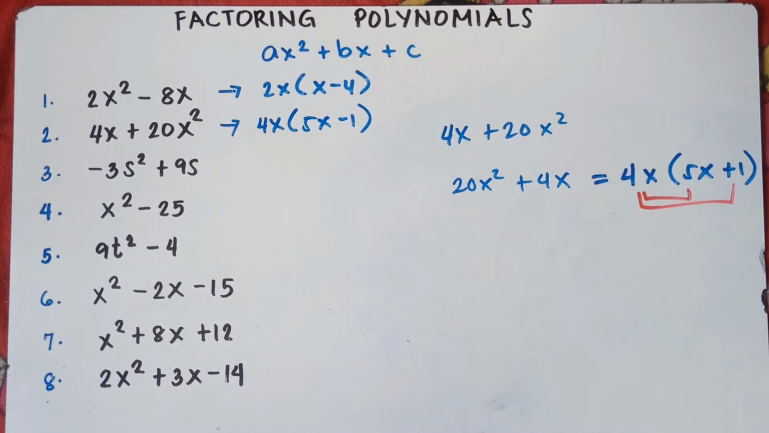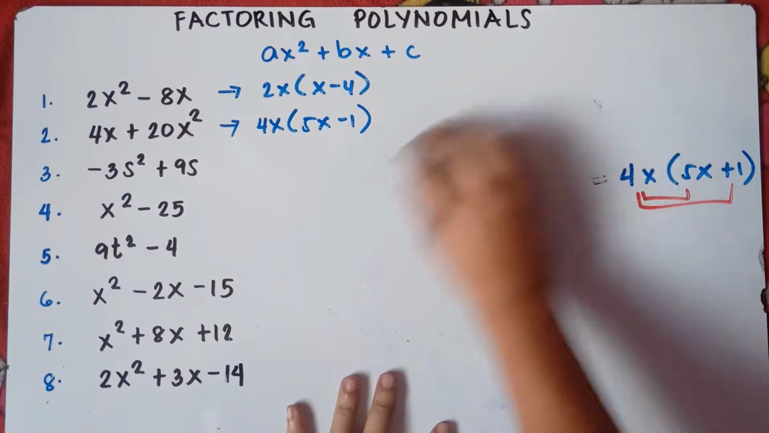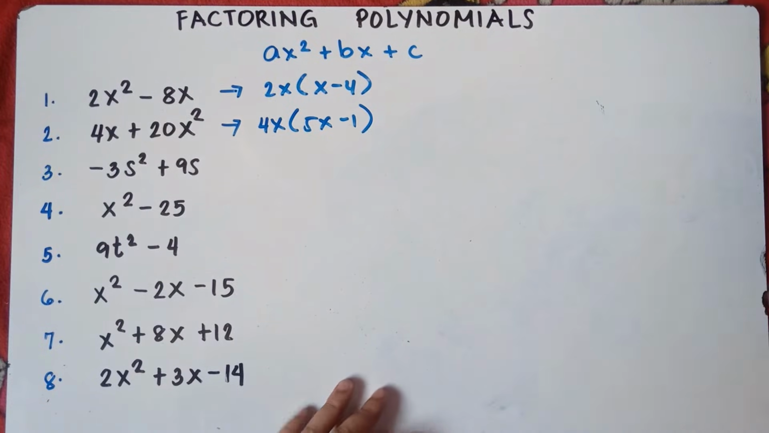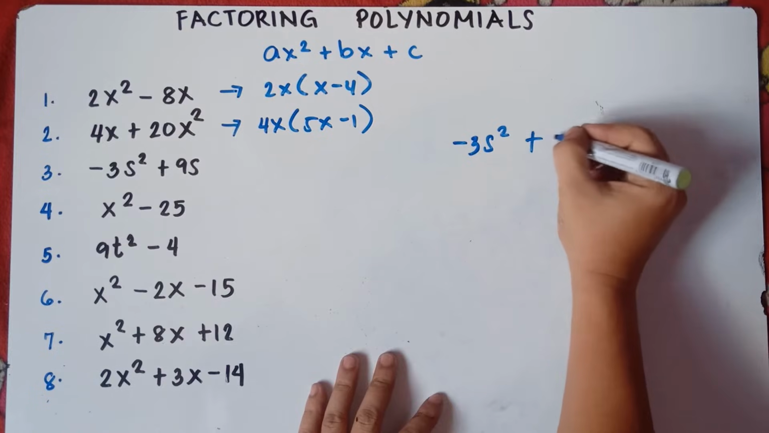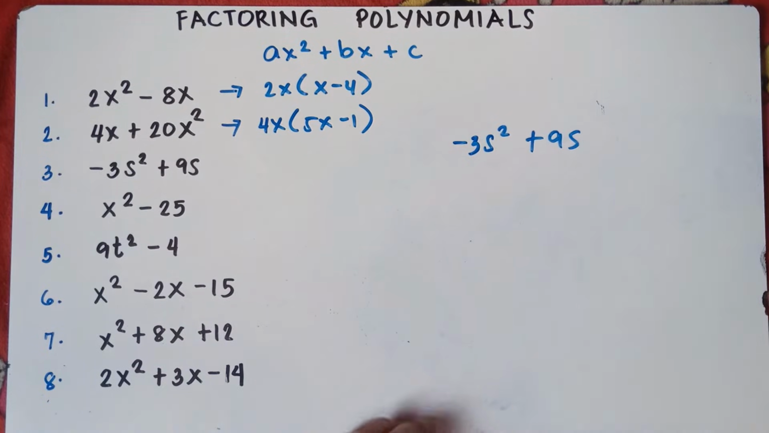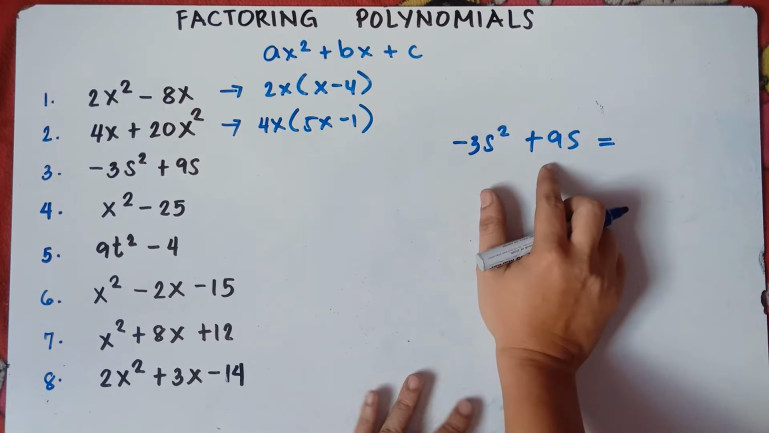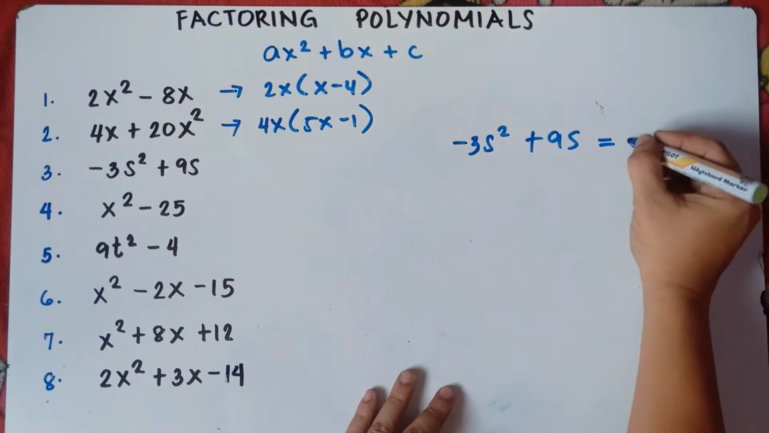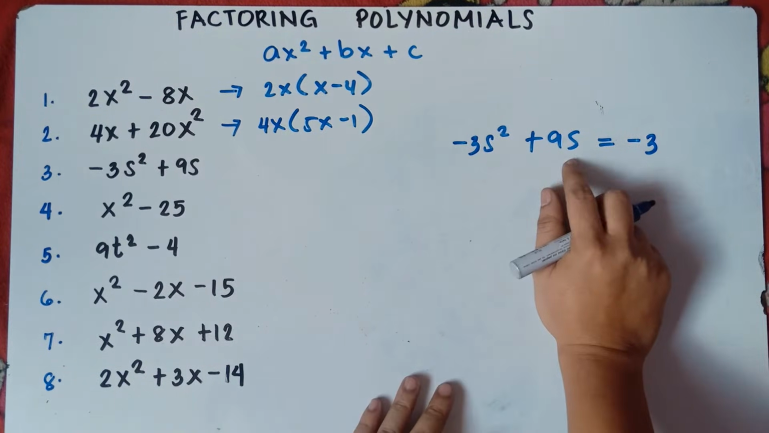Alright, so let's try number 3. Easy for 1, 2, and 3, right? Number 3, negative 3s squared plus 9s. You think of a number that we can divide negative 3 and positive 9 by. Of course, that would be negative 3, right? We can factor this out by negative 3. And for the variable with the least degree, that would be s.